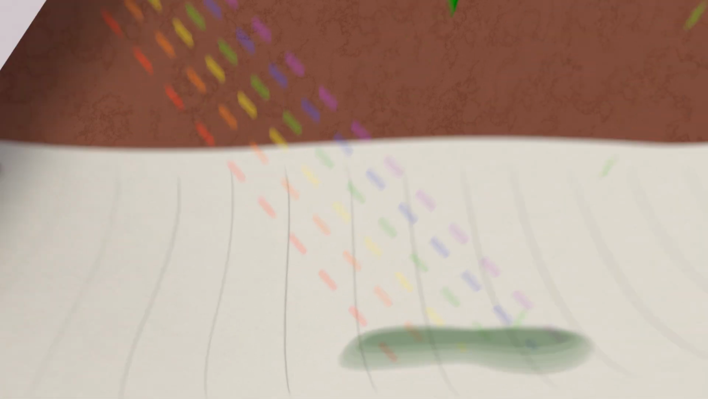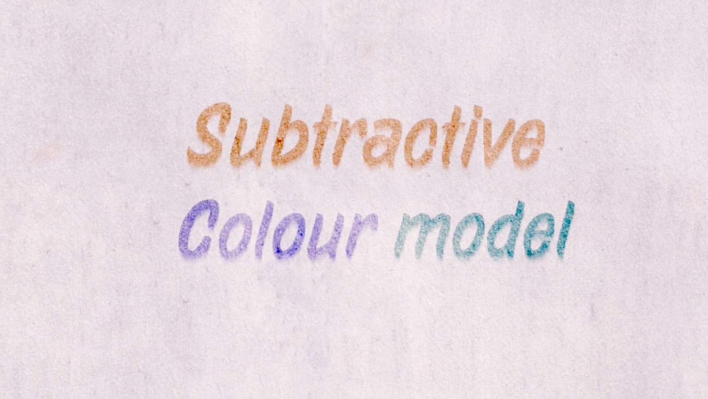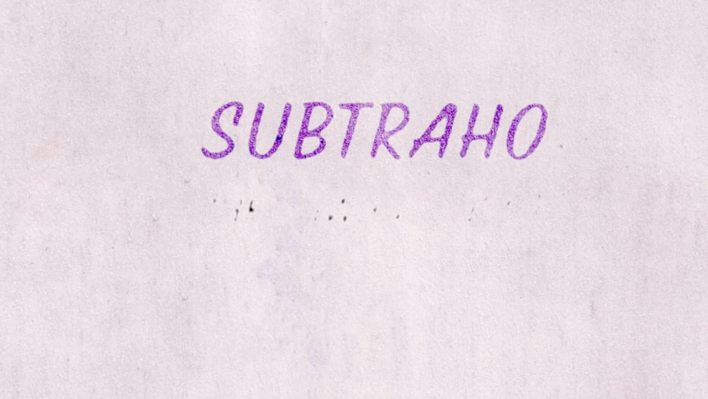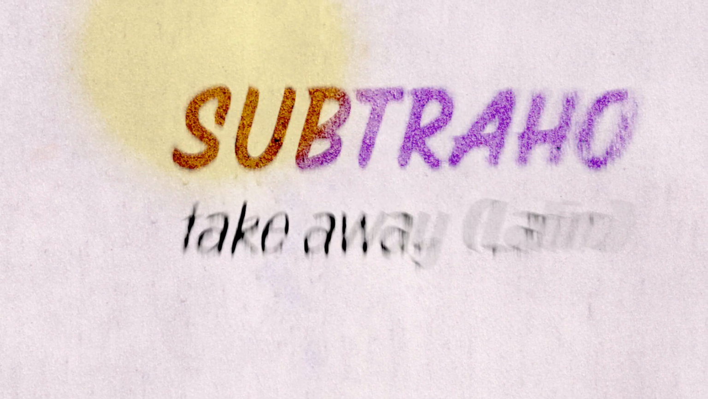That is why we call this color model subtractive. It comes from the Latin subtraho. So when we mix watercolors, we always get darker colors. We can only absorb more photons without adding new ones by magic. So what's the point in this model?